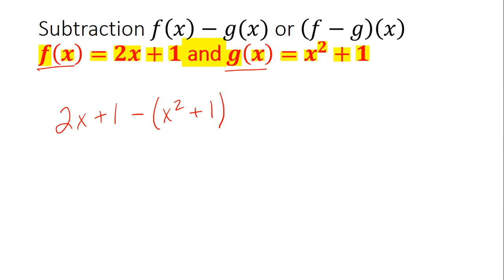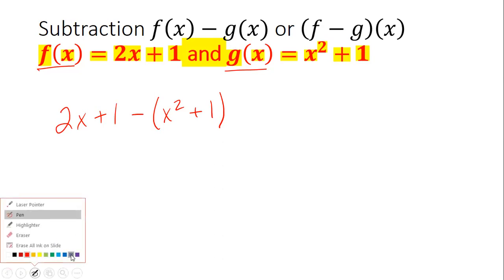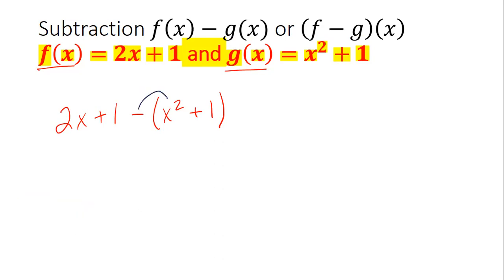The difference between addition and subtraction is that with subtraction, the subtraction has to be distributed. Meaning that this negative goes to this term and to this term. So we have 2x plus 1 minus x squared and minus 1.